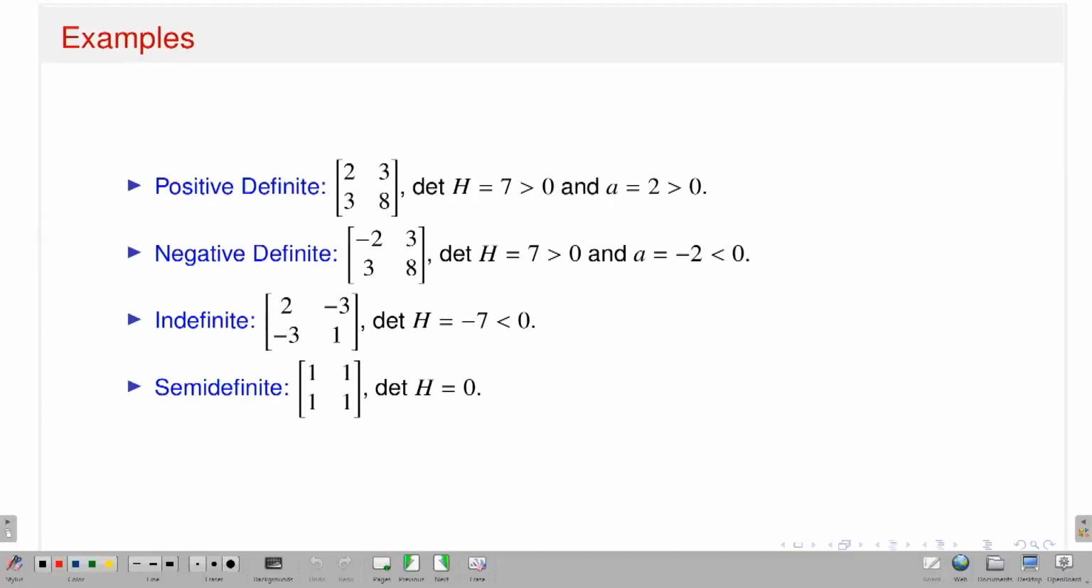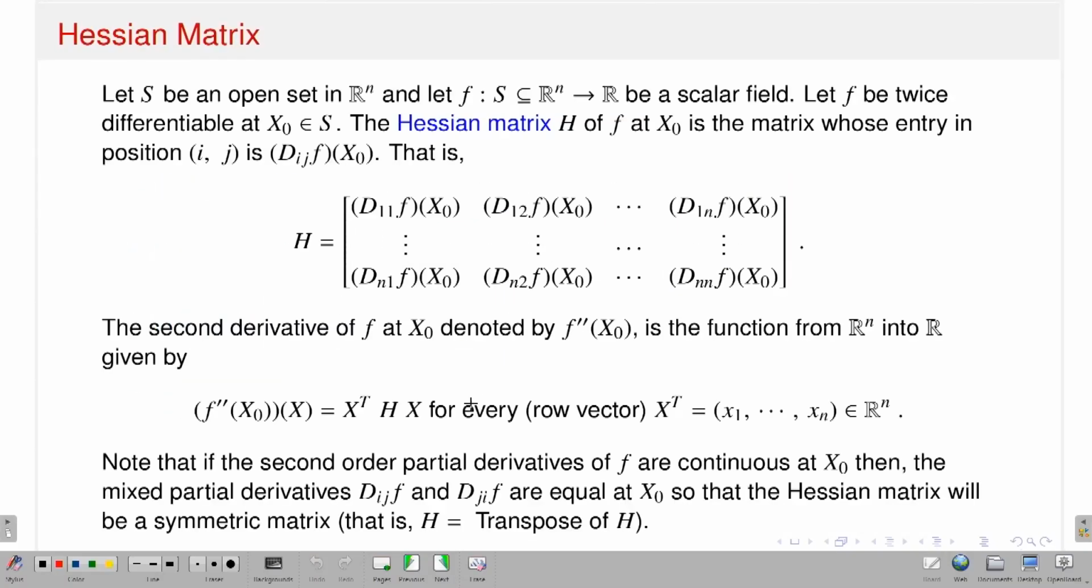So positive definite means what? Determinant should be positive and the 1, 1 element should be positive. So if you just calculate, the determinant is 7, which is positive, the 1, 1 element A is 2, which is positive, that means it is a positive definite matrix. Negative definite means the determinant is positive and the 1, 1 element is strictly less than 0, so therefore it is negative definite. Indefinite means the determinant is negative, and semi-definite means if you just calculate, the determinant is 0. So these are very simple examples showing these properties.